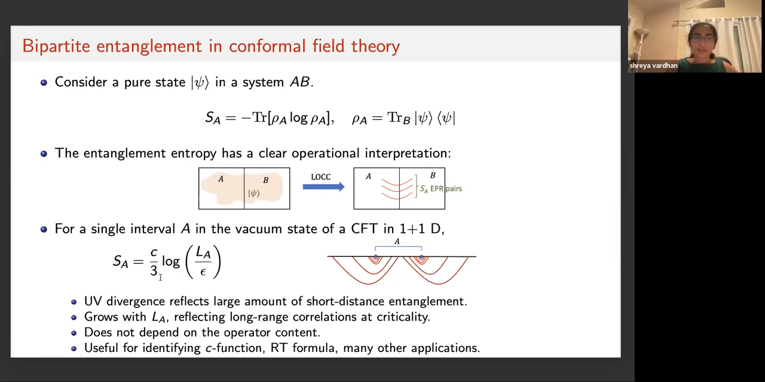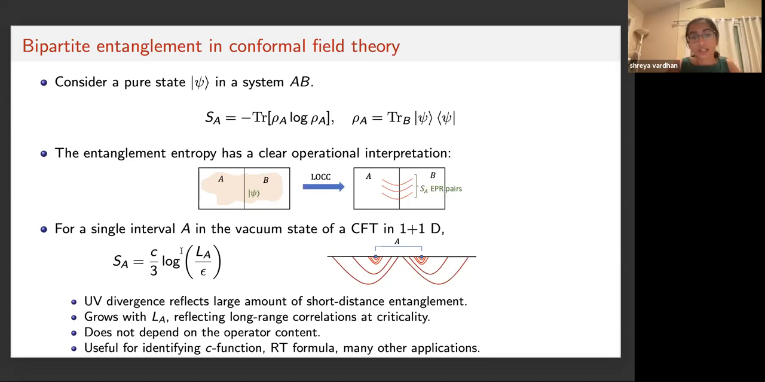The second thing that we can observe is that as you increase the size of A, this entanglement entropy grows. So this tells us that there is also entanglement present at longer length scales, which I've represented with these simple bell pairs between points that are at farther away distances. Another thing that is interesting about this is that it only depends on the central charge of the CFT, but not on any of its detailed operator content. So it's a universal expression in any 2D CFT.